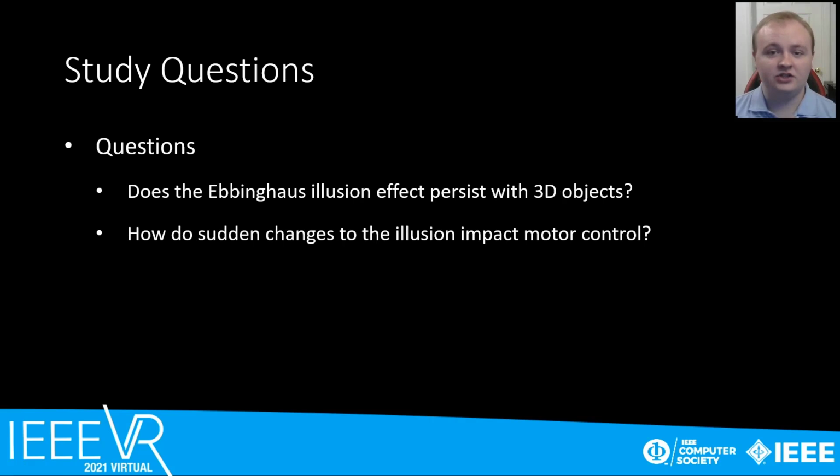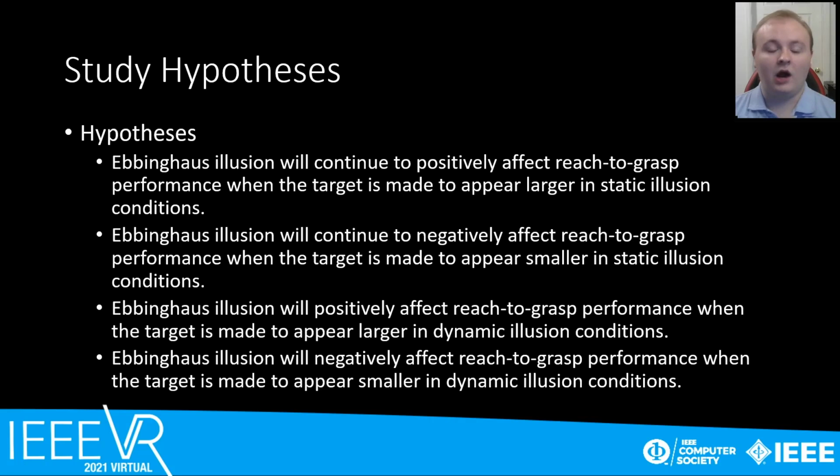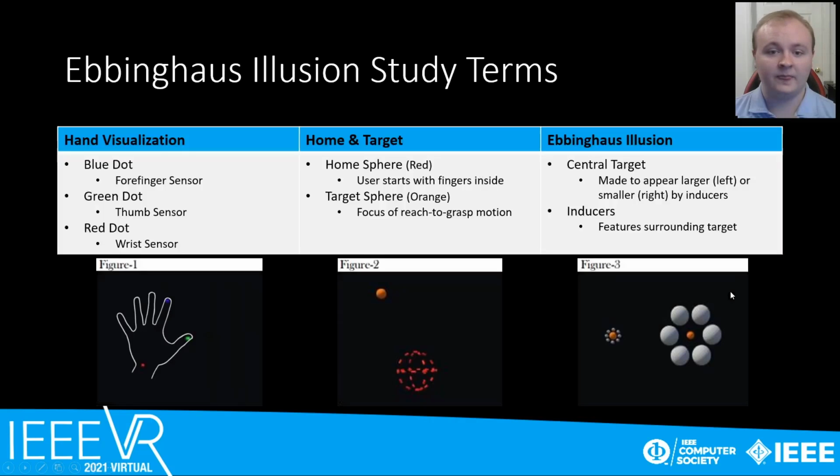Secondly, how would sudden changes to the illusion impact motor control during a reach-to-grasp action? Our original base hypotheses were that we would see the Ebbinghaus illusion continue to have an effect similar to what had been previously observed in the more traditional studies, in that one could positively or negatively impact a subject's performance by making the target appear larger or smaller, respectively, under both static and dynamic illusion conditions.